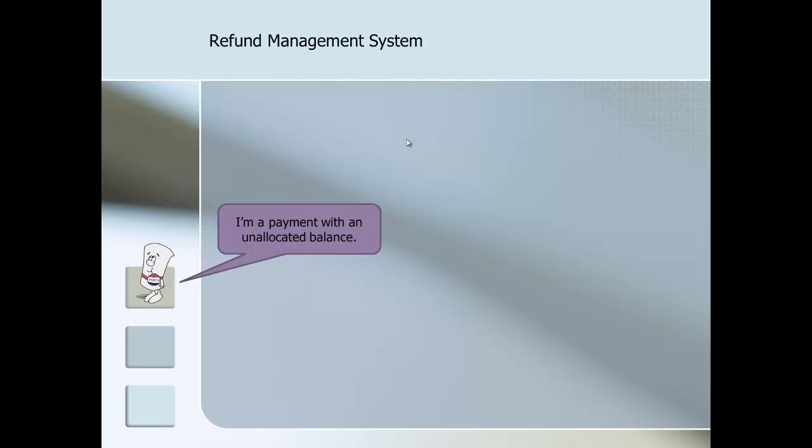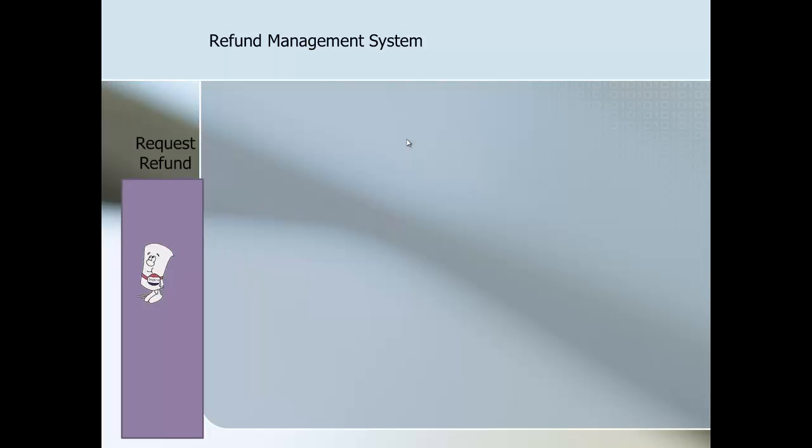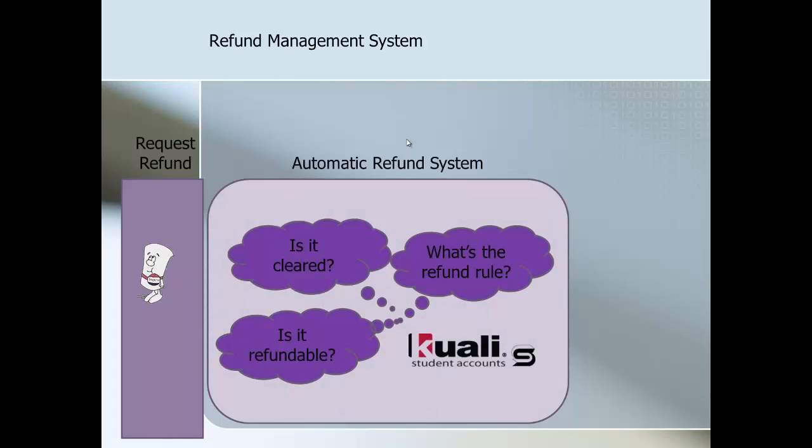The refund system goes through a few different steps. You have payments that have unallocated balances. That means it's not been touched by the payment application system. It goes through a refund request system. We have a lot of logic built into the system to say, has the payment been cleared?